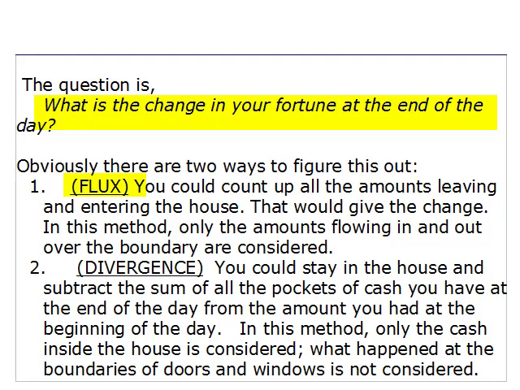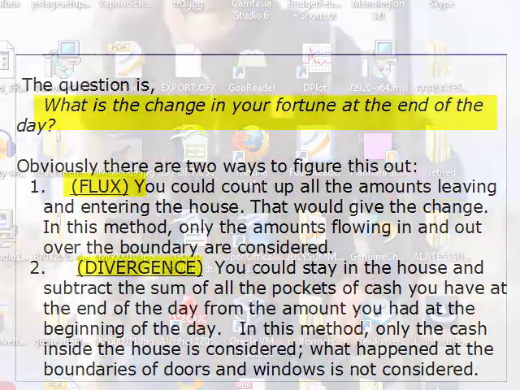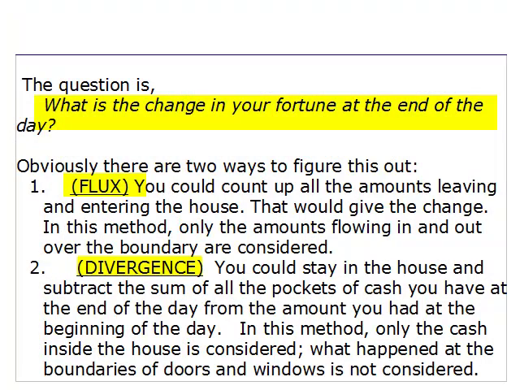Now, the divergence way is you have, say, the sum of money that's in your house at the beginning of the day. You add up all the money at the end of the day and you subtract them. That's the divergence method. So the flux method occurs at the boundaries. The flux has to do with the boundary, and the divergence has to do, I'm going to write it, with the region. Okay, you see those two ways, and they would be equivalent.